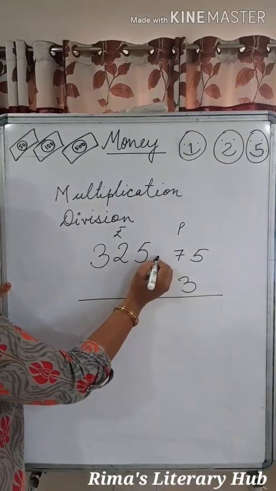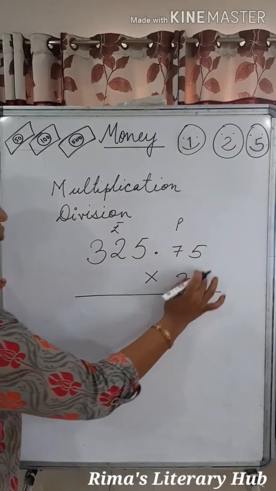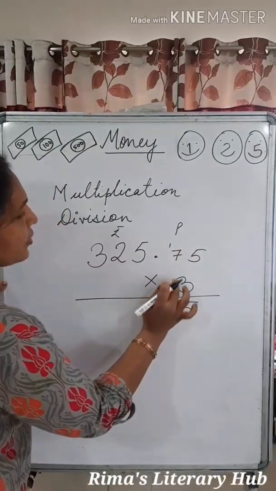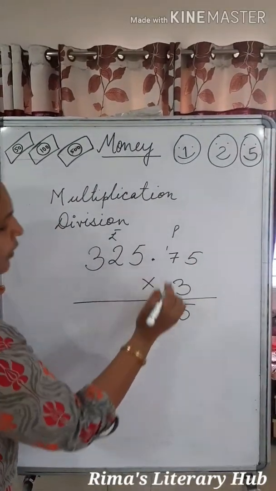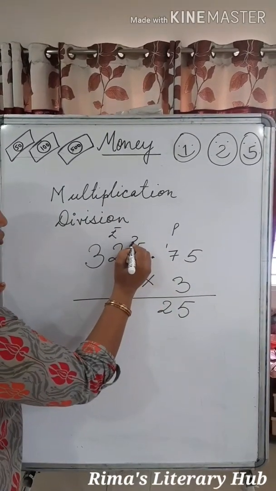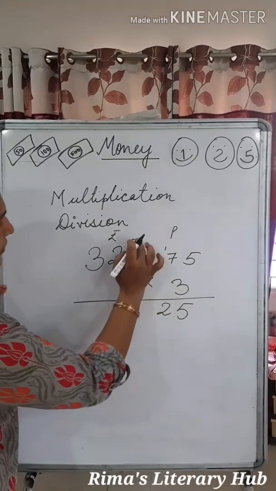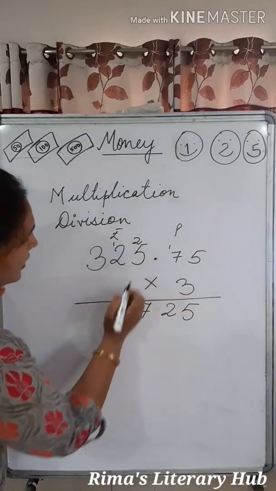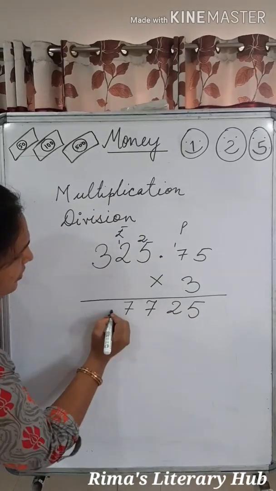Forget about this point. Do the simple multiplication. 3 5s are 15. Carry 1. 3 7s are 21 plus 1, 22. Forget about this point. Carry the 2 over here. 3 5s are 15 plus 2, 17. Carry 1. 3 2s are 6, 1, 7. 3 3s are 9.